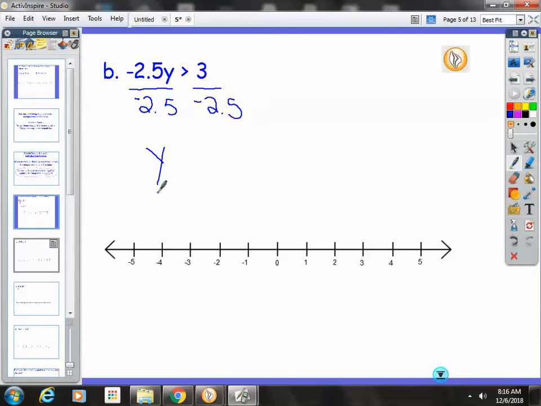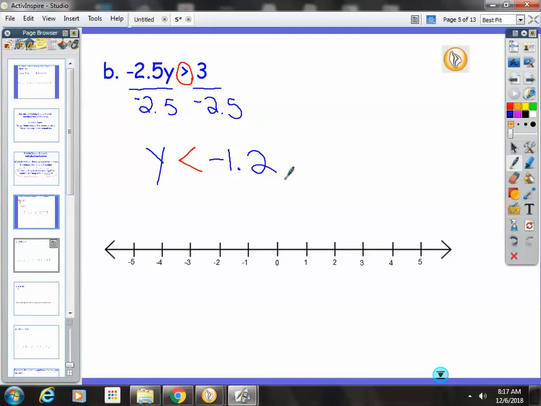Yeah, it's going to be reversed. It's just going to flip it. So instead of greater than, we're going to make it less than. This is the symbol I'm referring to, and it's just going to flip. It's going to become less than. So on your calculators, if you haven't already done that, take 3 divided by negative 2.5. Did you get negative 1.2? So our solutions are all the numbers less than negative 1.2.